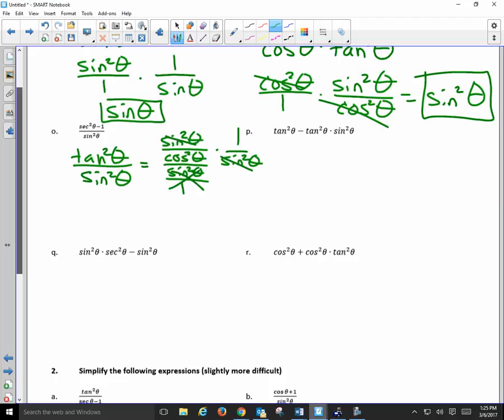Sine squares cancel. What do you get? 1 over cosine squared. B. Rodden says 1 over cosine is secant. He's correct. Secant squared of theta.